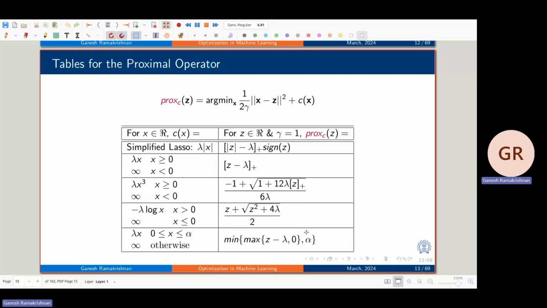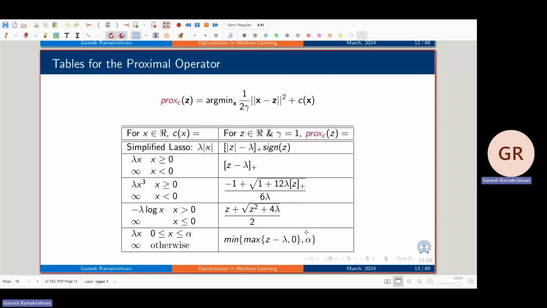So let's consider the case x greater than 0. Minus lambda log x will give you minus lambda by x, right? When you take the derivative of the quadratic term, this will be x minus z, again a quadratic, right? Just like x cube gives you a quadratic, log x will also give you a quadratic to solve. So these are obtained as roots of a quadratic.